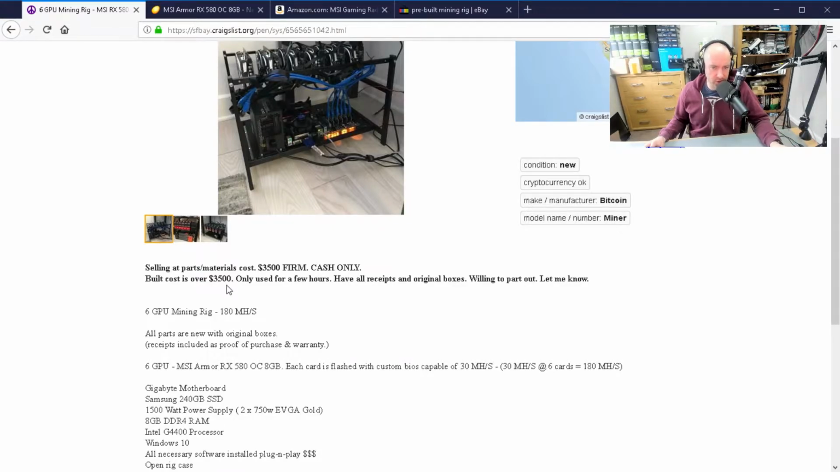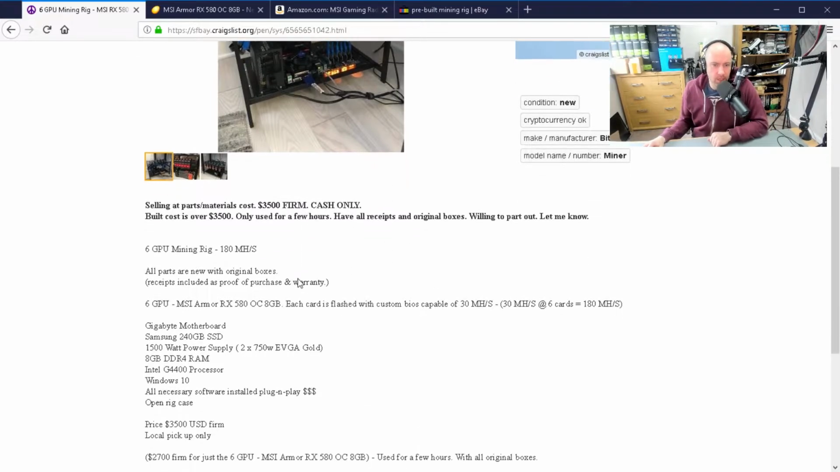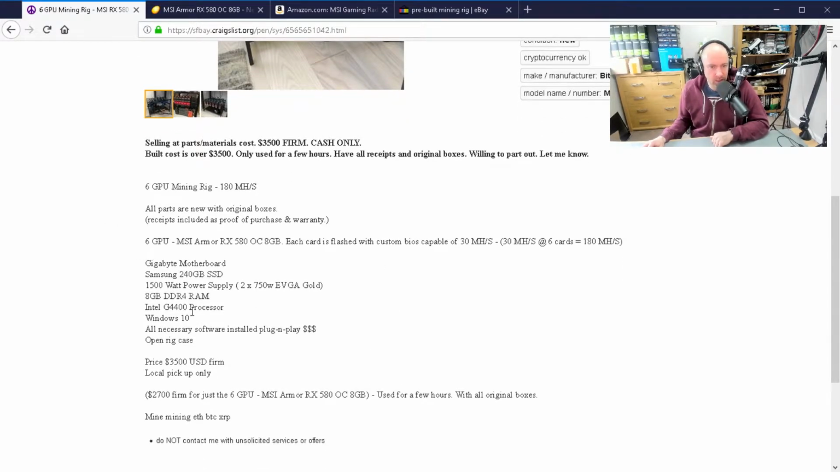Build cost is over $3,500, only used for a few hours. I'll put a little asterisk there, because I think that's bull crap. Now, he says it's the MSI Armor RX 580 8GB. Each card is flashed with custom BIOS capable of 30 megahashes per second. And then he talks about the motherboard and all the parts.